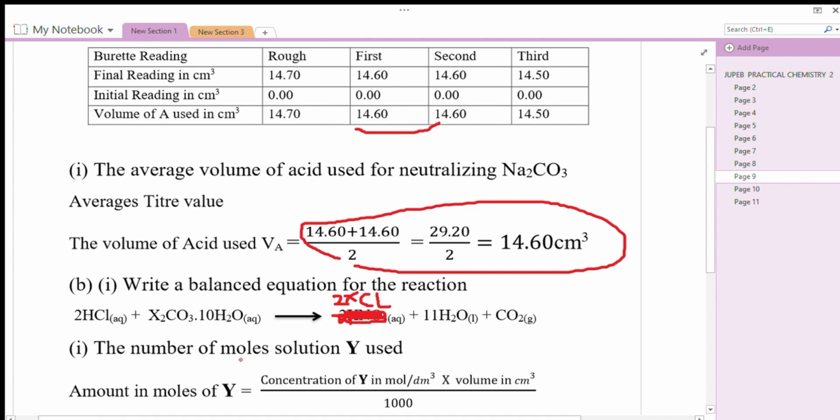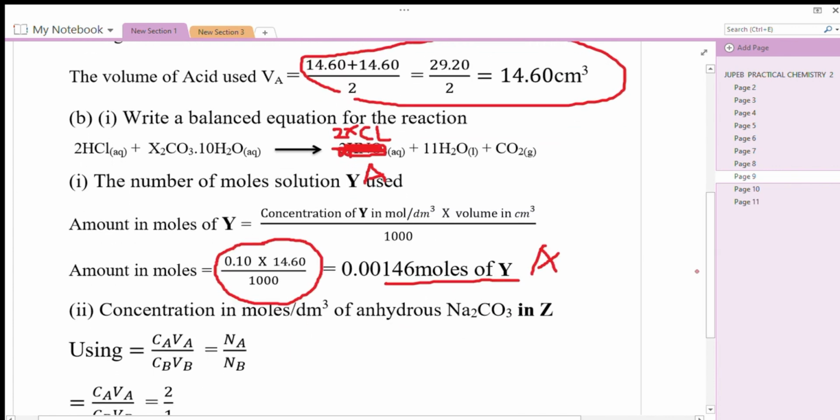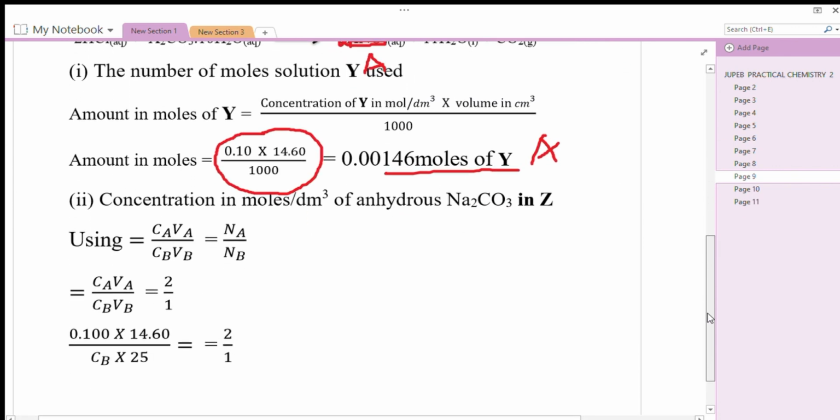So, the number of moles of Y. I told you Y is our A. So let's quickly use that formula to calculate Y. Amount in mole of Y equals molarity of Y in mole per dm³ multiplied by volume in dm³. So the value given is 0.1 multiplied by our table value, which is 14.6. So this is our A, 0.0146 mole per dm³ of A, which is the same thing as Y. So let's go to the next one.